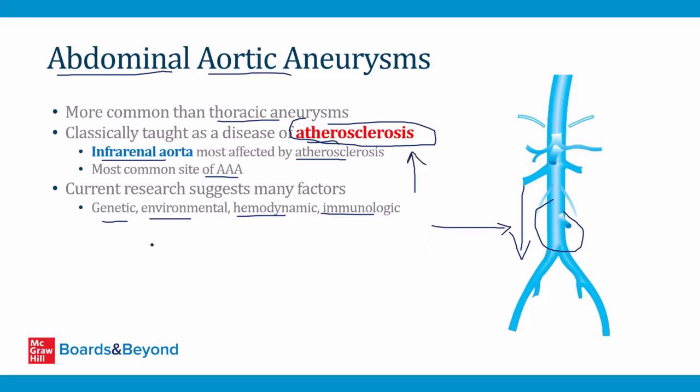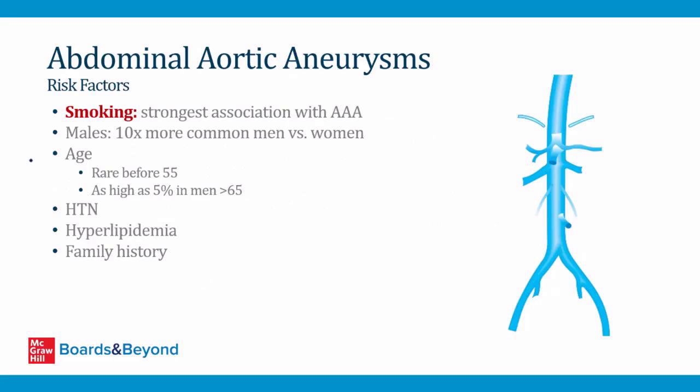Shown on this slide are some of the important risk factors for development of an abdominal aortic aneurysm. And many of these risk factors, you'll notice, are also risk factors for development of atherosclerosis. So for example, smoking, which predisposes to atherosclerosis, is the strongest risk factor for development of AAAs. Men are 10 times more likely to develop these aneurysms than women. Age is an important risk factor. These aneurysms are rare before age 55, and as many as 5% of men over 65 have one of these aneurysms. And then finally, hypertension, hyperlipidemia, these are all risk factors for AAAs.